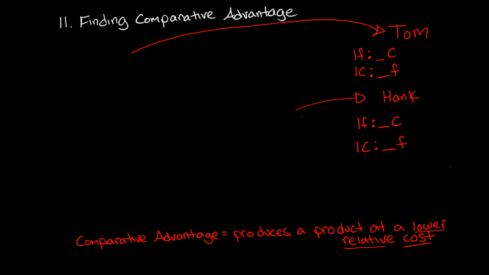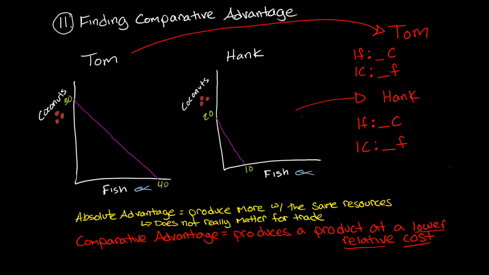If we're trying to figure out how many coconuts each fish costs him, we're going to solve for fish, meaning that fish goes on the bottom. So it's going to be one fish is equal to 30 over 40 coconuts, which is going to give us a cost of 0.75 coconuts per fish. And to figure out the cost of a coconut, we're going to do the opposite. So it's going to be 40 over 30, giving us 1.33 fish.